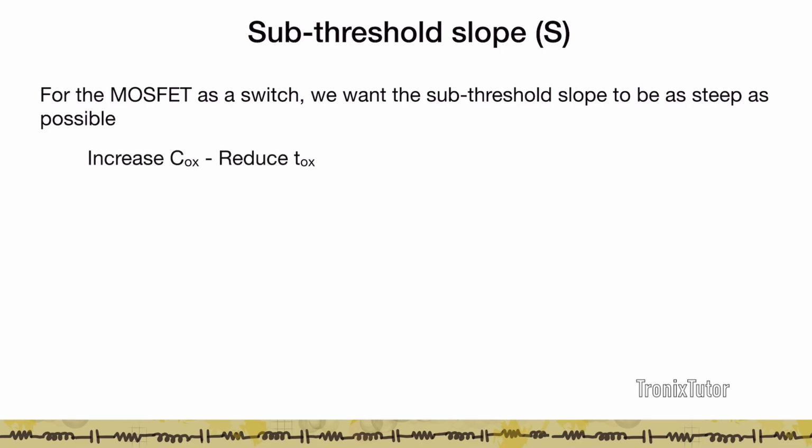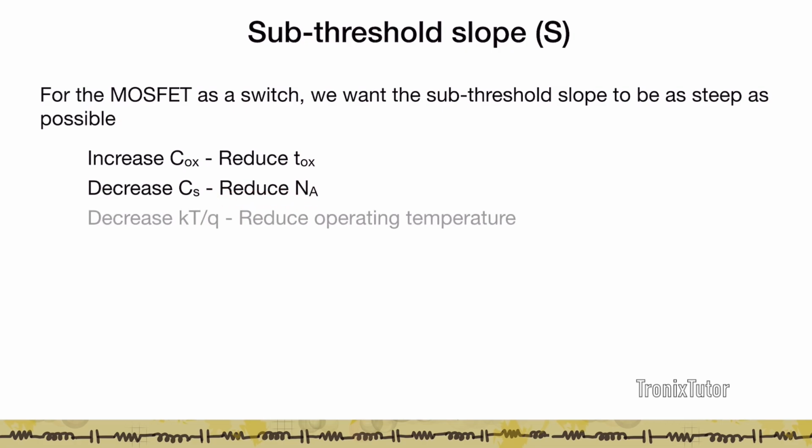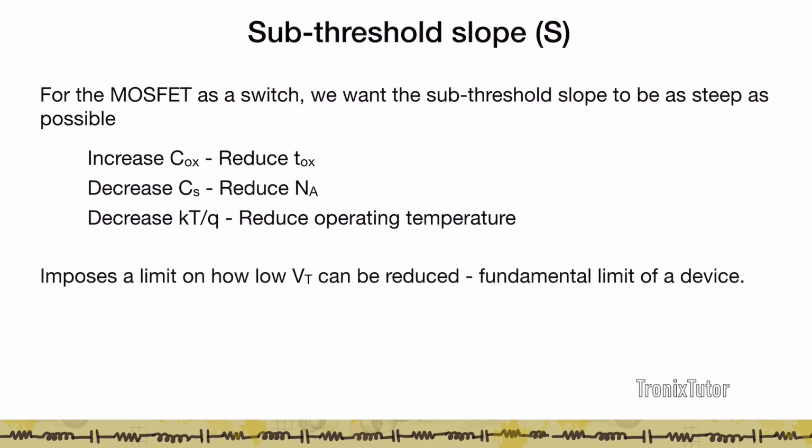And what are the ways to do that? One way is to reduce the T_ox, or increase the oxide capacitance. The other way is to reduce C_s, which means reduce the doping concentration. And the third is to decrease kT/q, or reduce the operating temperature of the MOSFET. If you operate the MOSFET at much lower temperatures than room temperature, you're going to see better switching characteristics.